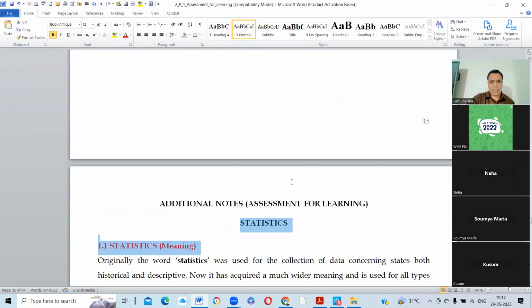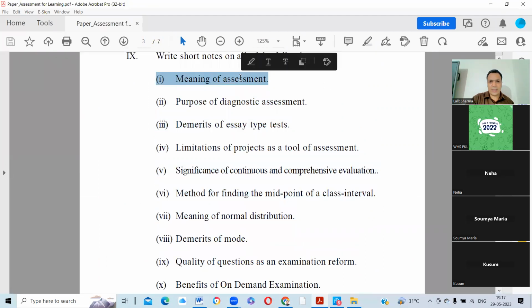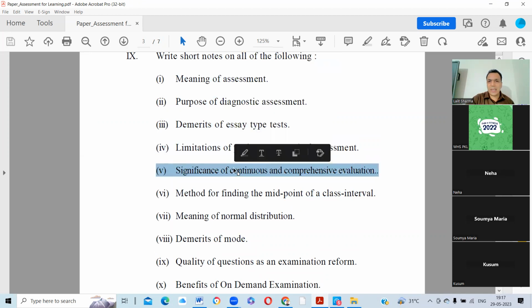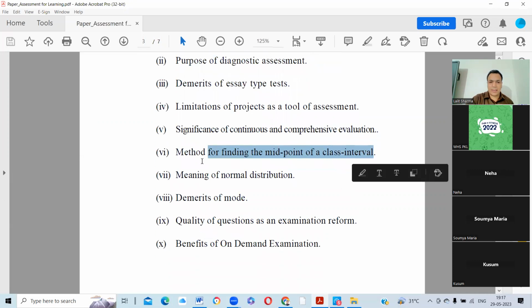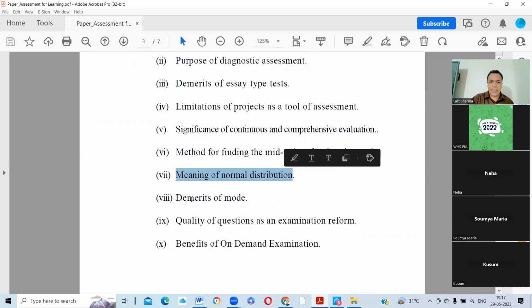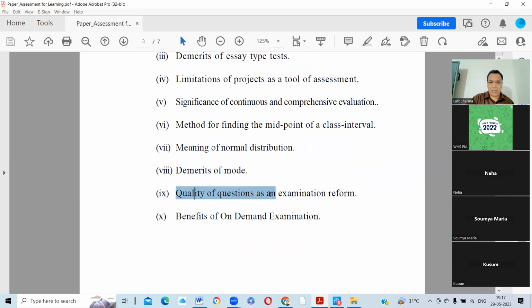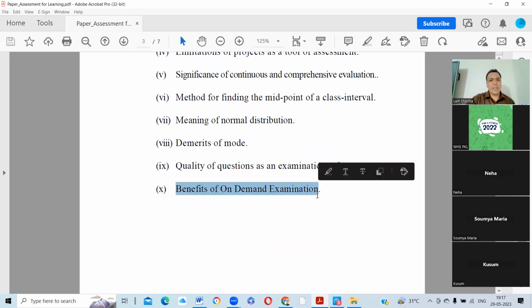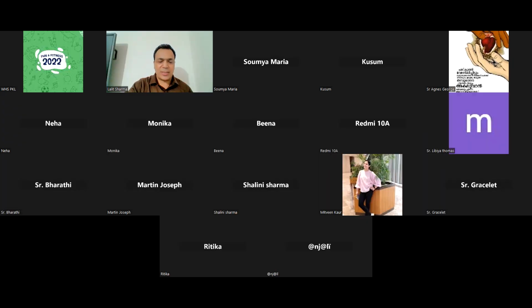So guys, you can see your 10 questions. Meaning of assessment, done. Purpose, demerits, limitation, significance of CCE, continuous and comprehensive evaluation, method of finding the midpoint of the class interval, meaning of normal distribution, demerits of mode, quality of question as an examination reform, and benefits of on-demand examination. So thank you so much for this lecture. We have covered the full syllabus as well as last year's paper, guys. Even in the syllabus also we have covered everything, right guys?